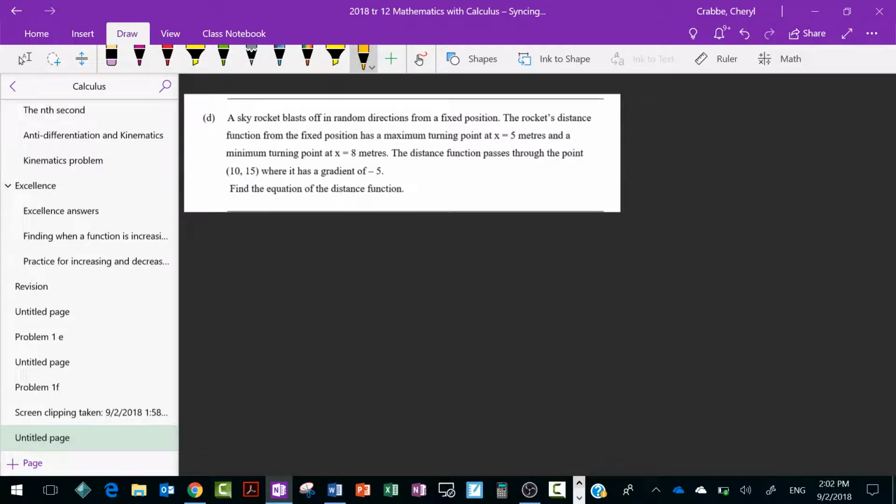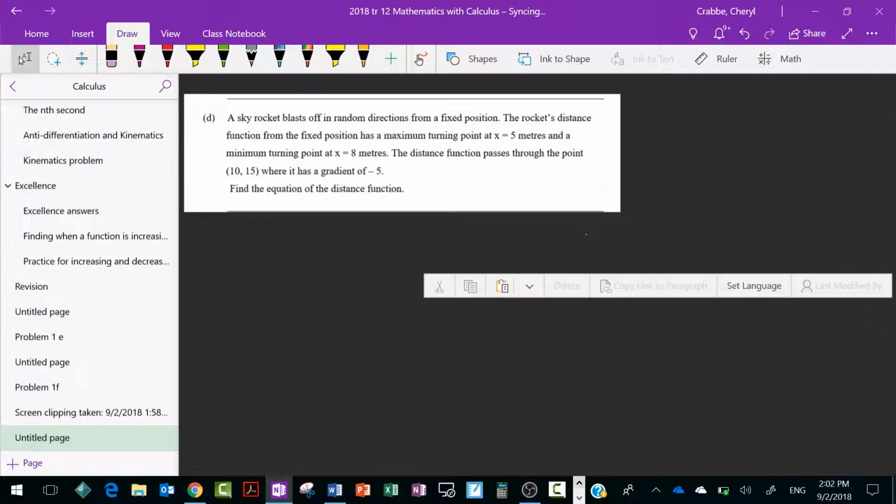Okay, we're going to do question 2D, and the problem with this was it gives you no equations and it gives you no graphs. So there's a lot of information that has to be deemed from the question, and that is that the rocket's distance function from the fixed position has a maximum turning point at x is 5 meters and a minimum turning point at x is 8 meters.